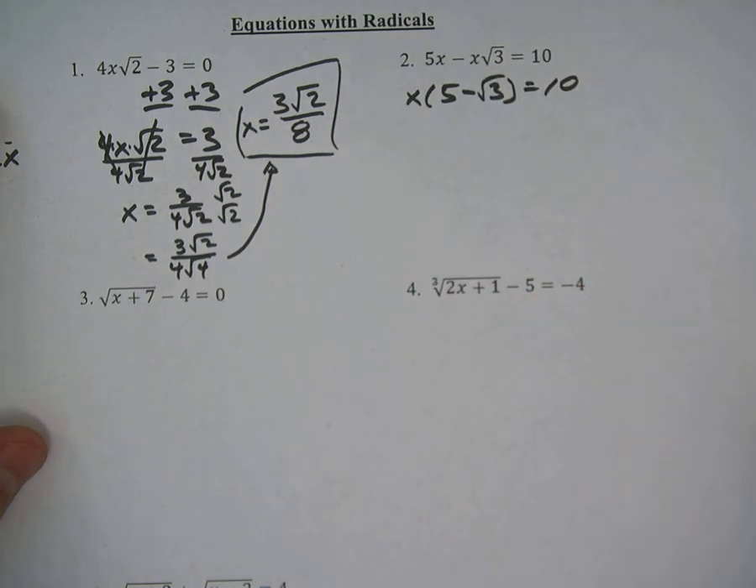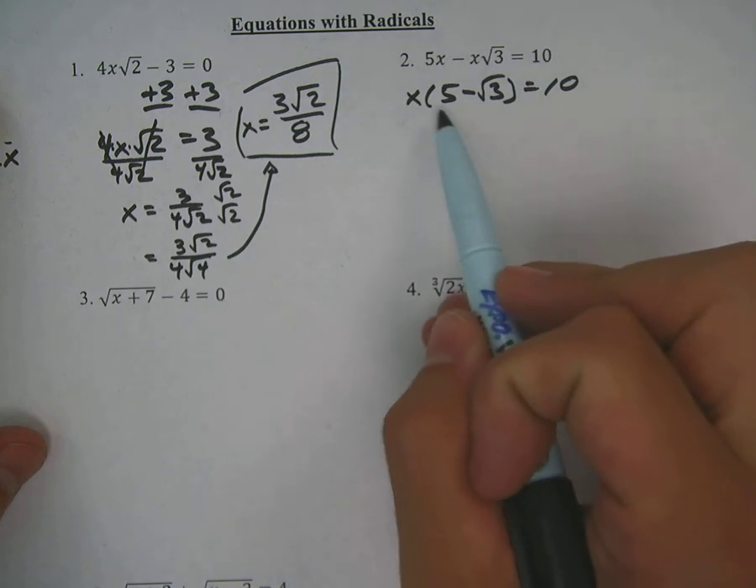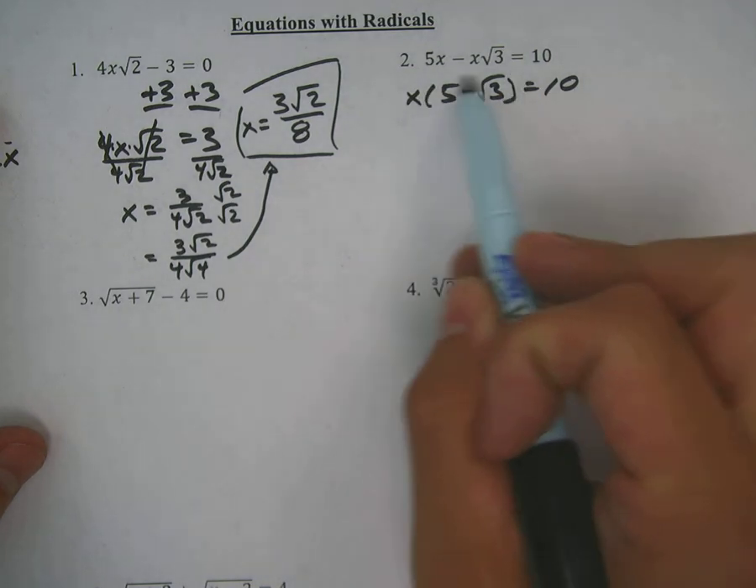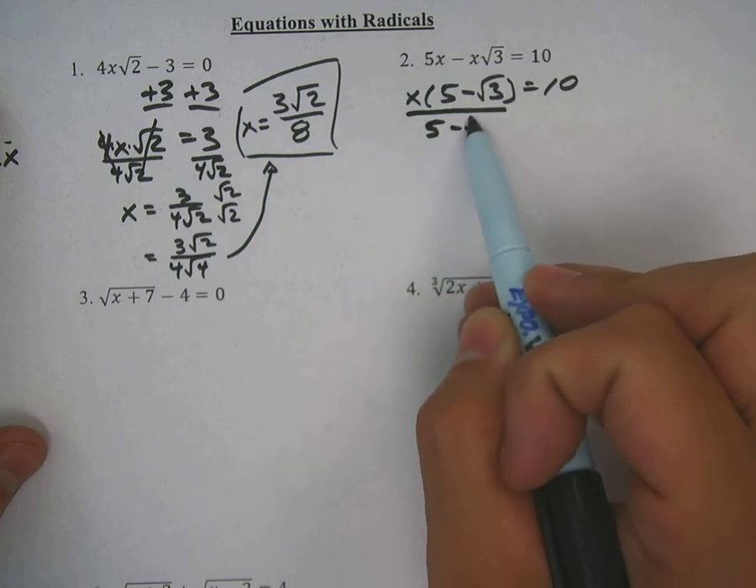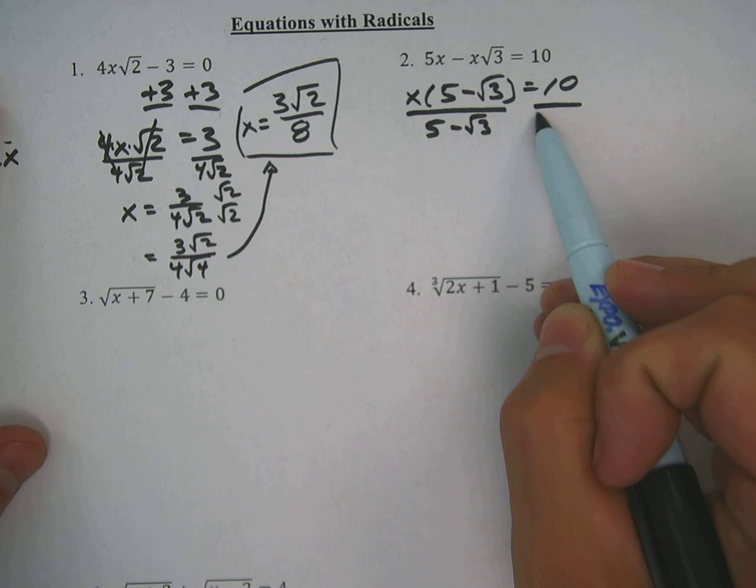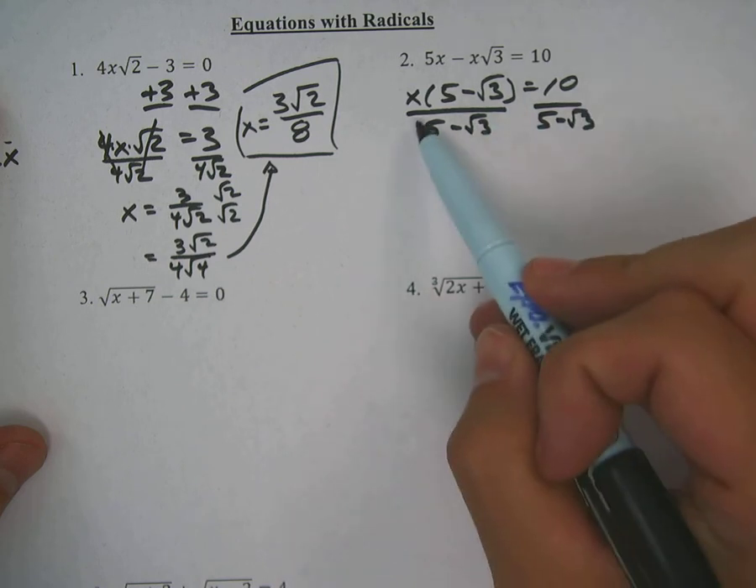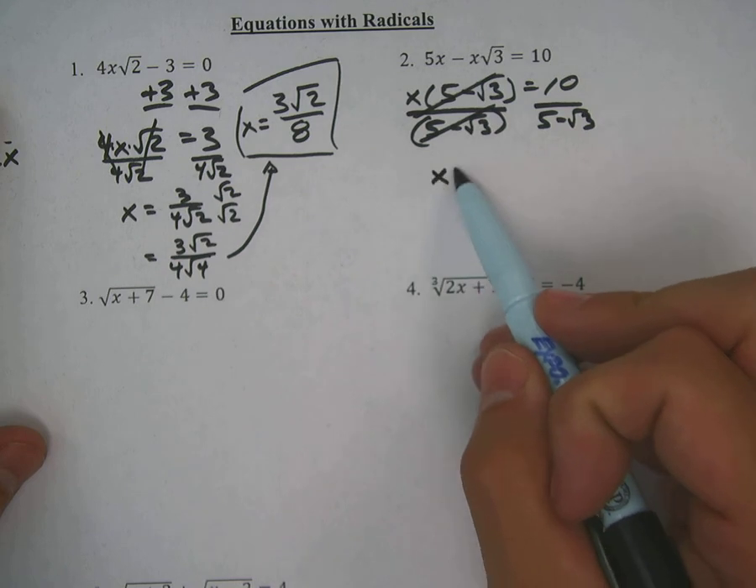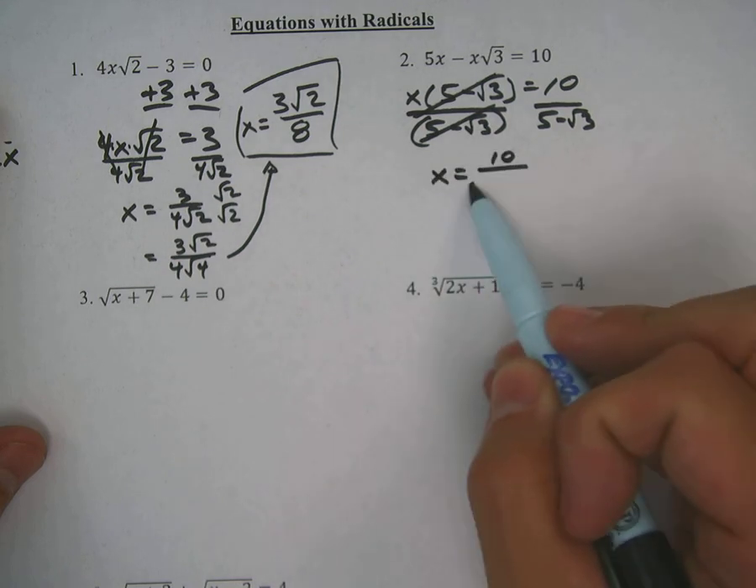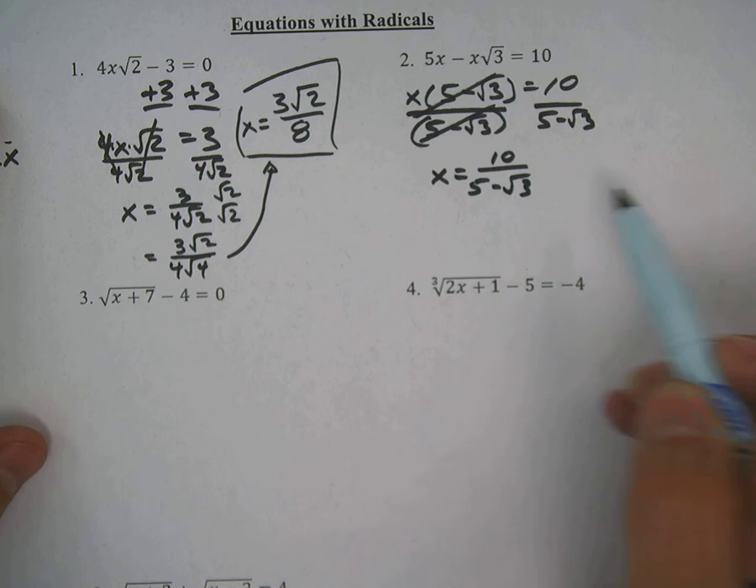Okay, so we're obviously trying to solve for x. So what I'm going to do is, since this is in parentheses, this is joined together. And so I'm going to actually divide by 5 minus root 3 on both sides. And so what happens is this whole thing cancels with this. You get x equals 10 over 5 minus root 3.